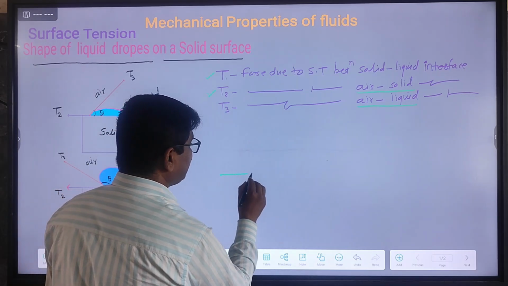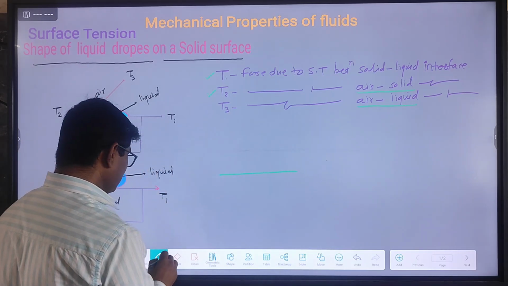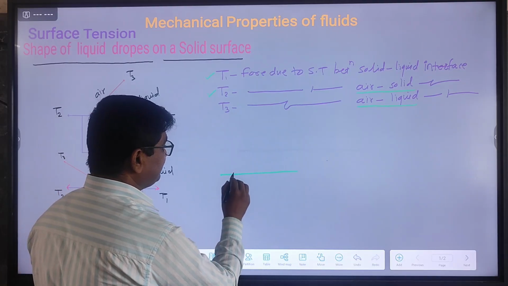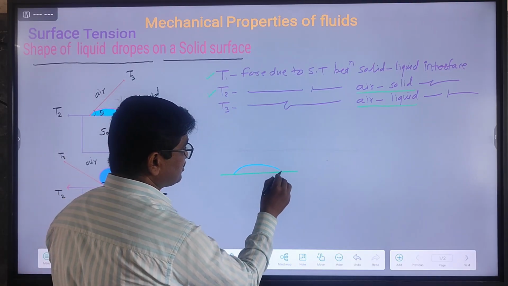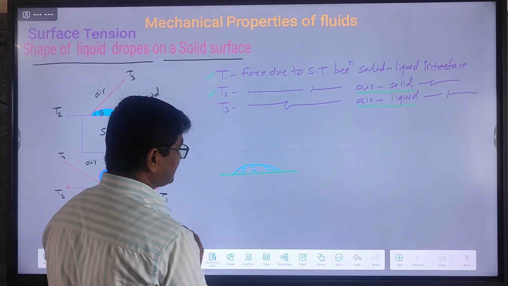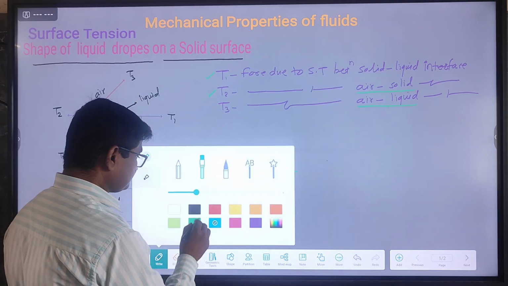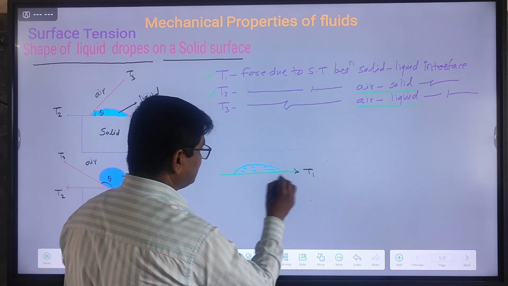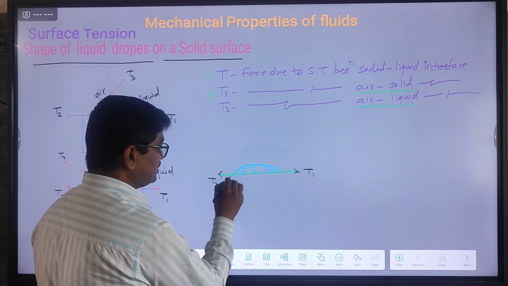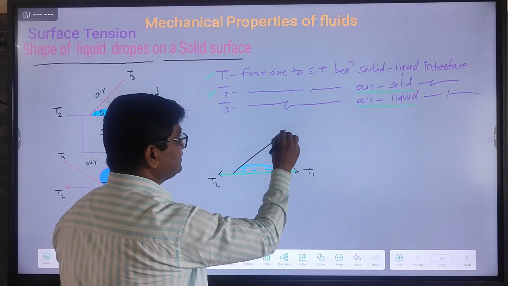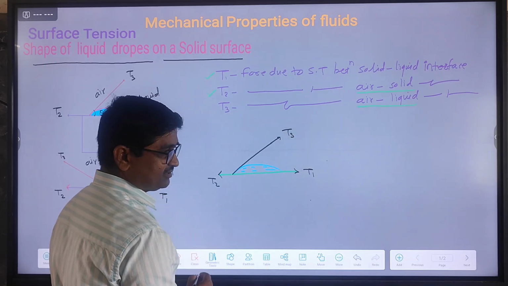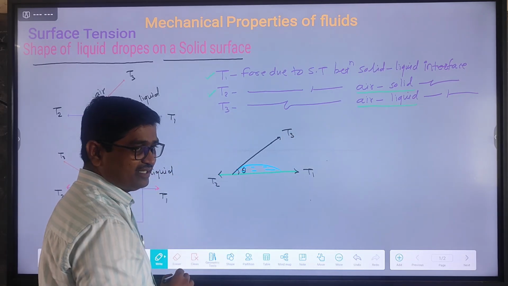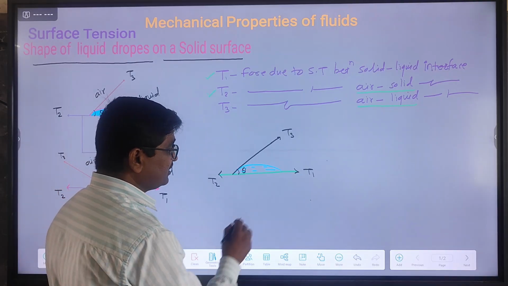Imagine that this is a plain solid surface, and on the solid surface we take a drop of liquid. Imagine that this is a drop of liquid. Is it clear? So now here this is T1, this is T2, and this is a tangent, and this tangent is denoted by T3. This tangent makes an angle called theta inside the liquid. This is the angle of contact.